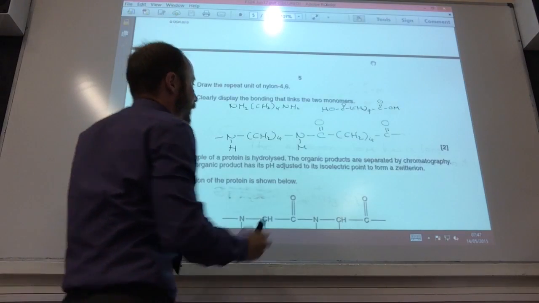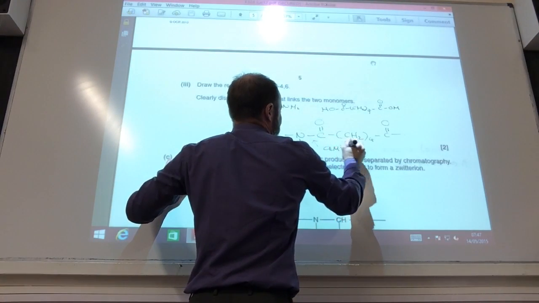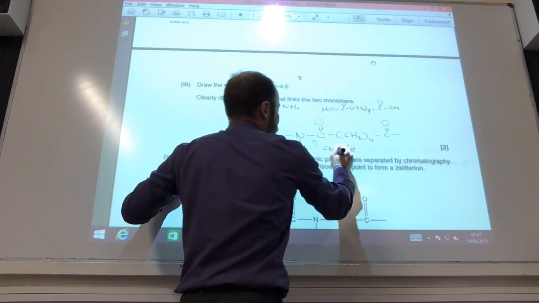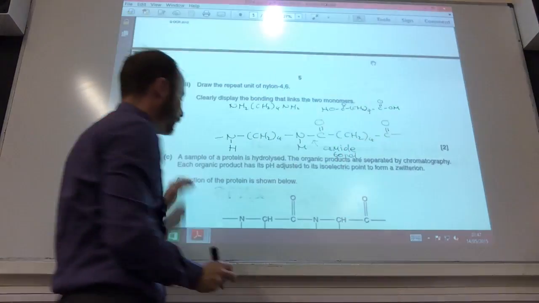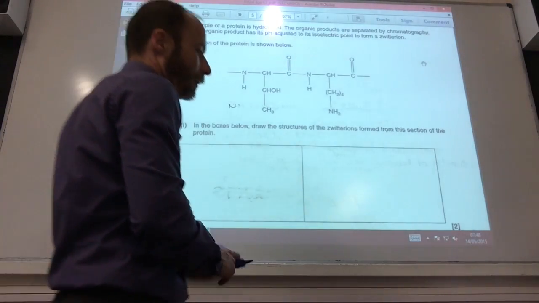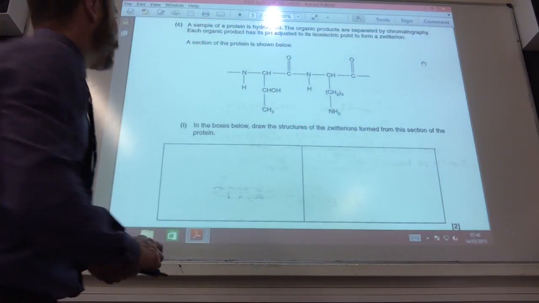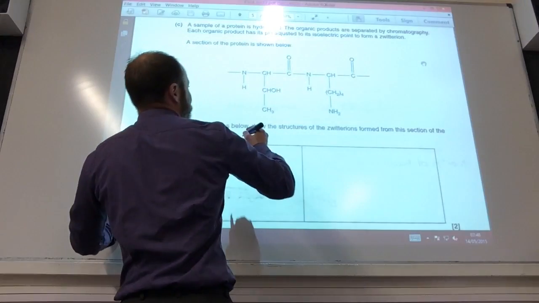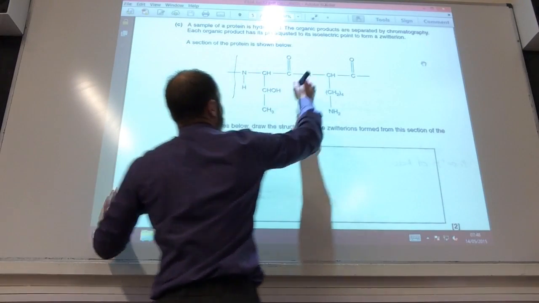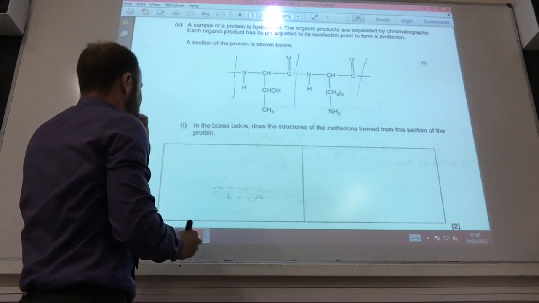So that there's my repeat unit, and that, of course, is my amide bond there. Okay, I've now got a protein here, and I'm going to now functionalise this, and it wants the structure of the zwitterions formed. So if I have a look here, that's my amide bond there, so that's where I'm going to go.